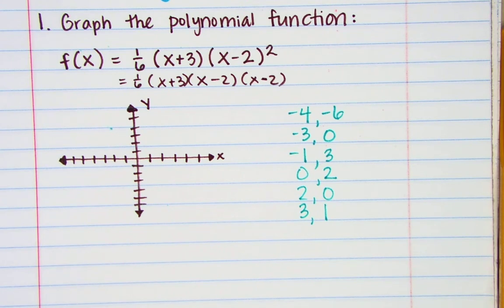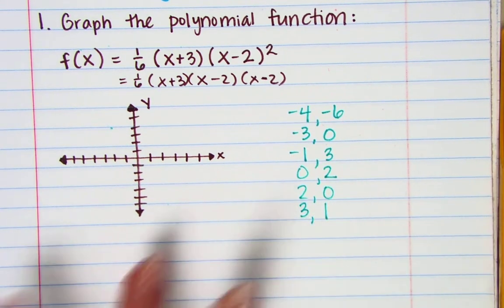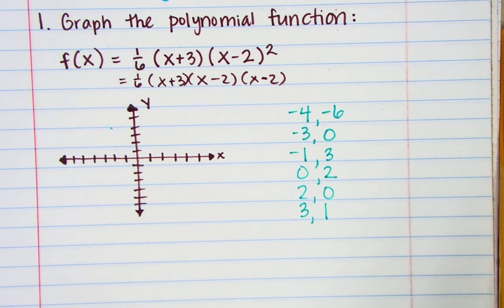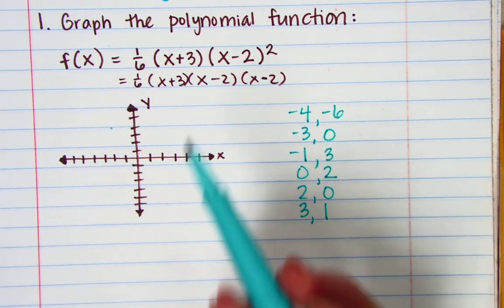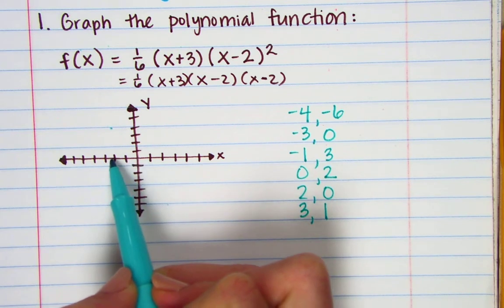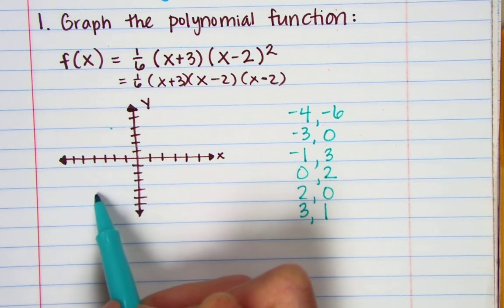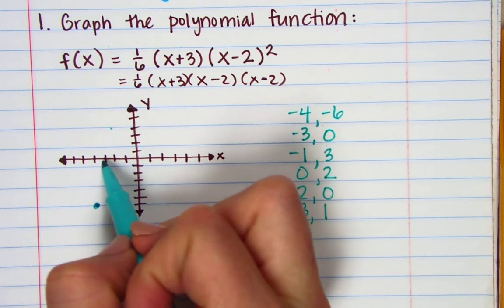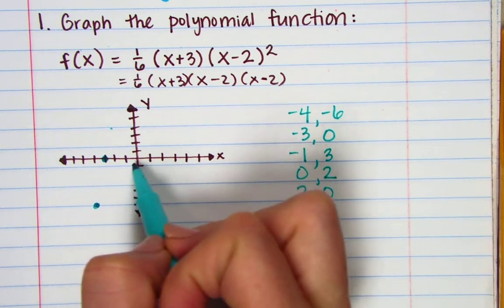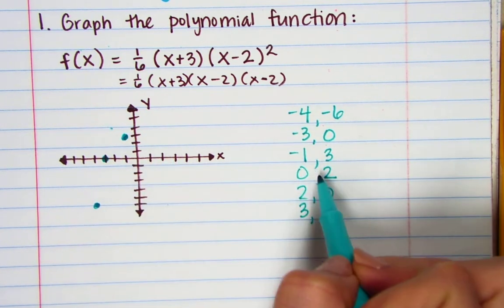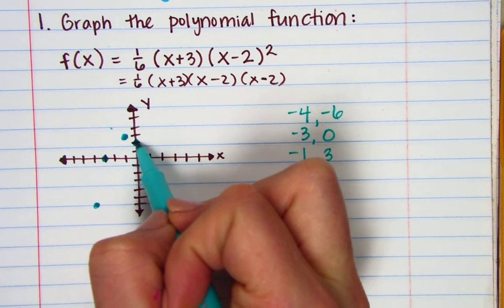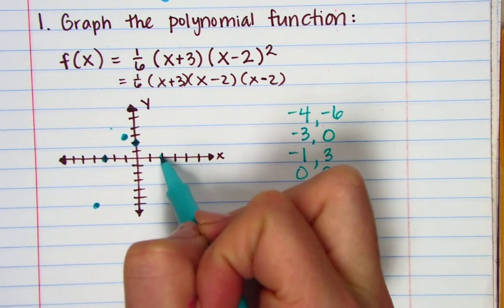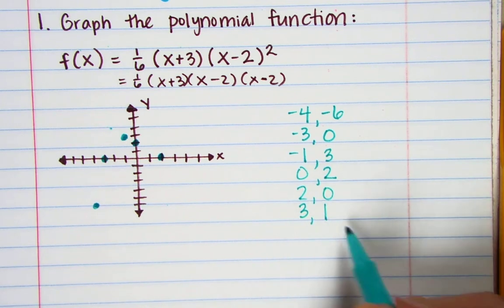And then once I get it sketched, I'm just going to plot my points, in a clear manner. Again, it doesn't have to be perfect, but we'll have the points that we need on there and it will look good enough. So -4, -6 will be down here. Then -3, 0. -1, 3. 0, 2. 2, 0. And 3, 1.